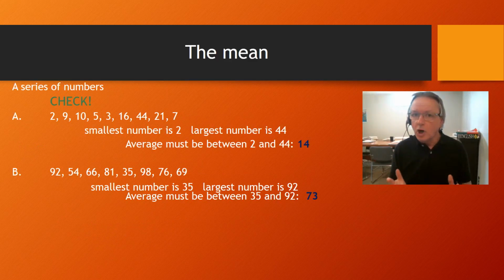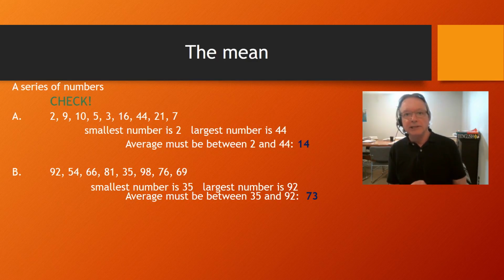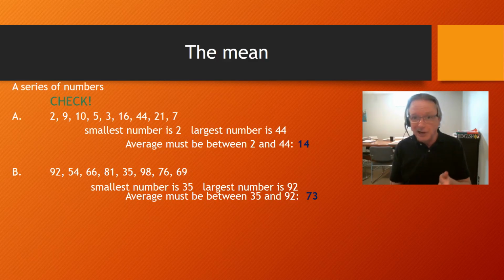Now here's a little caution. When you get your answer, when you get the mean average, have a look back at your series to make sure that it makes sense. So take your smallest number and your largest number in the series, and your mean average should fall somewhere in between. Now this doesn't guarantee that you have the right answer, but it certainly helps.